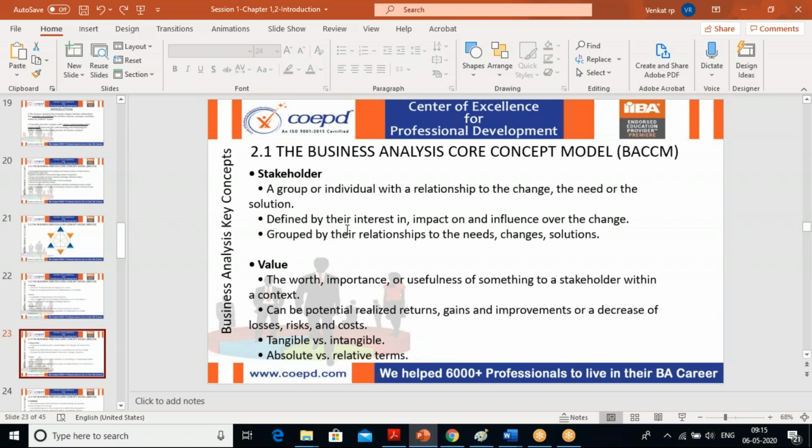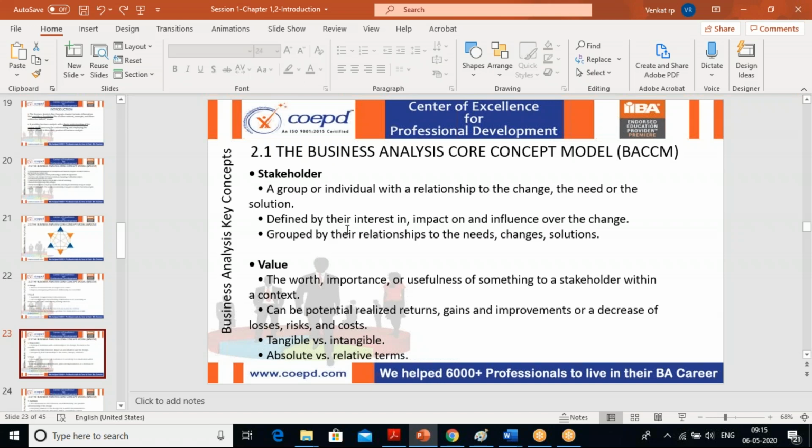Coming to the value, it means what importance and worth the change is going to give, and how useful it is to the stakeholders within a particular context. It can be potential realized returns, gains, improvements, or decrease of losses, minimizing risks and minimizing cost. And we can have these values in tangible and intangible terms, and in absolute and relative terms as well.